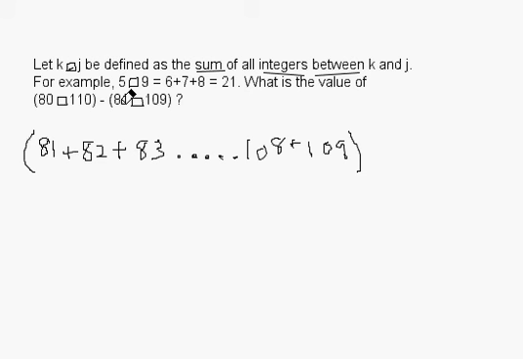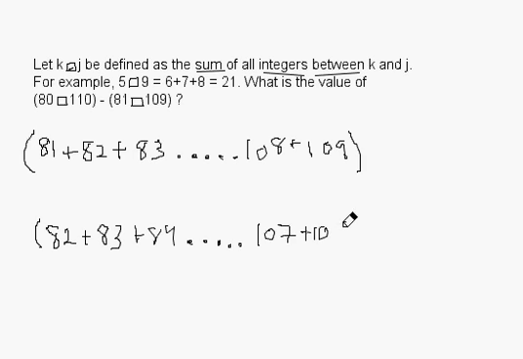Because when we put beneath it the value of 81 box 109, because we're going to be subtracting that value from this, let's do that down here. 81 box 109 would start with 82, and go all the way to 107 plus 108, and end on 108. And we are subtracting this sum from this sum.